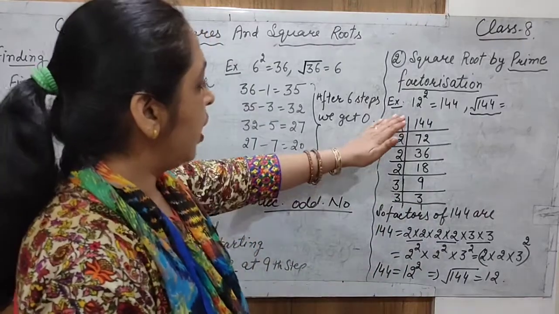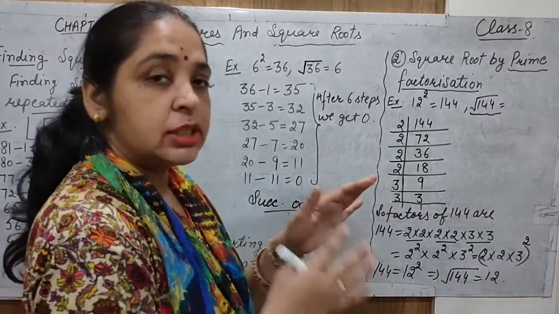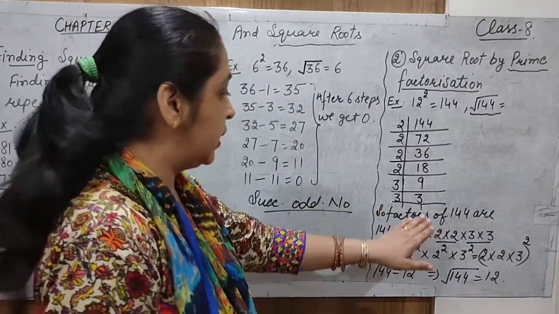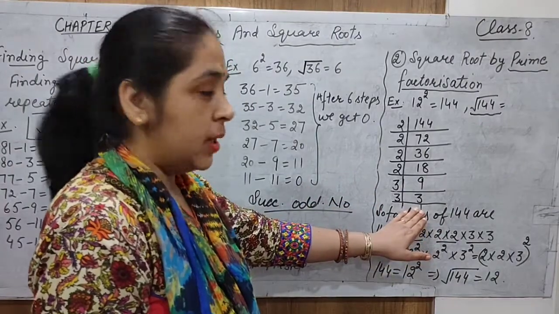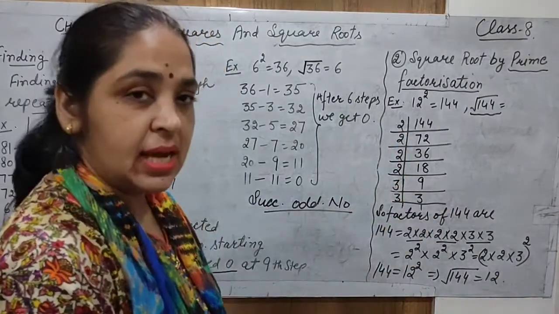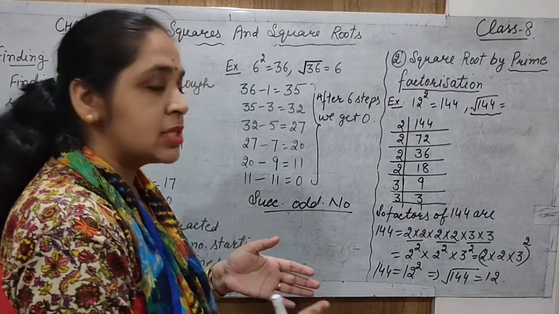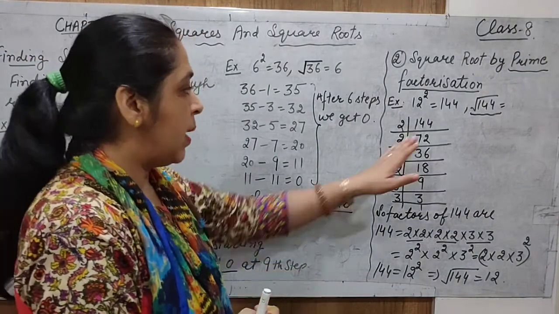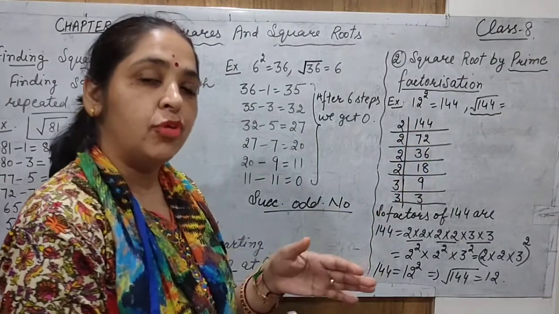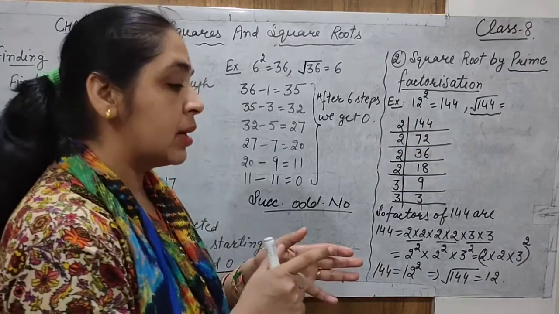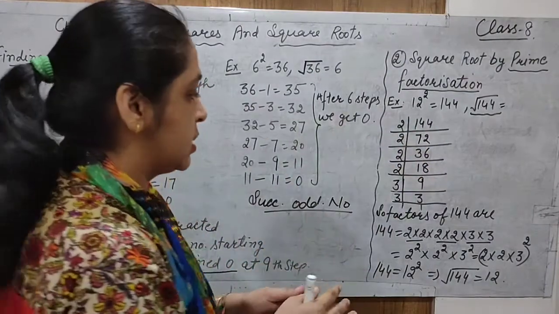So we have to find the factors from the smallest number, which is 1. Now, how many factors are there? What are the parts? What are the factors? How many parts can we make for 144? That is, breaking a greater number into its smaller parts.